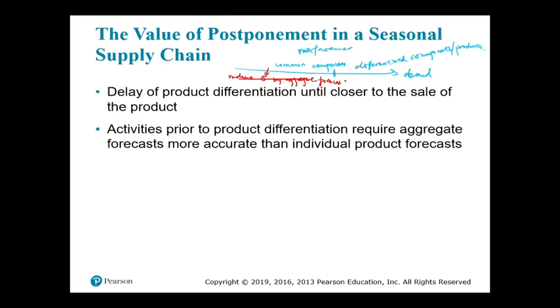And the second part is differentiated component or differentiated product. Here, because of the late differentiation, this part is supposedly very short. So time-wise, it's very short. It's close to when the demand actually realizes. So in this portion, we're reducing the demand uncertainty by reducing lead time.